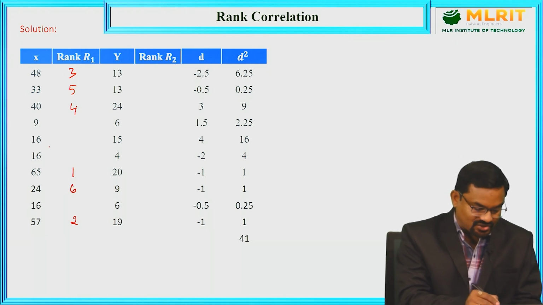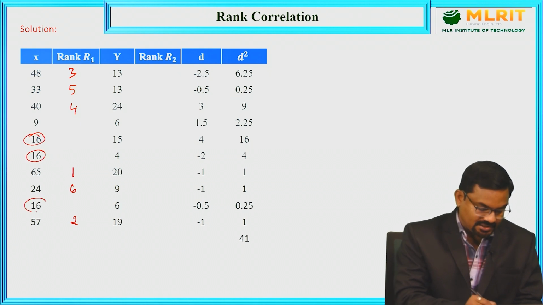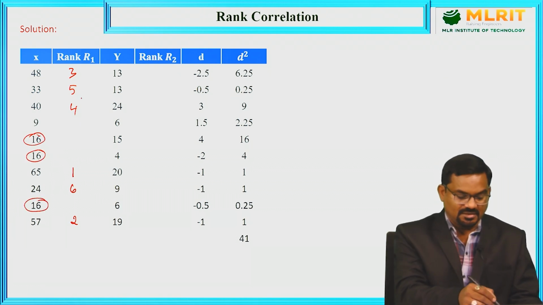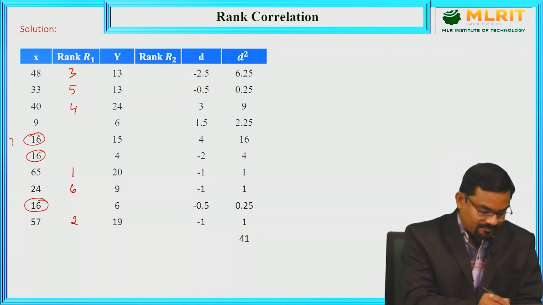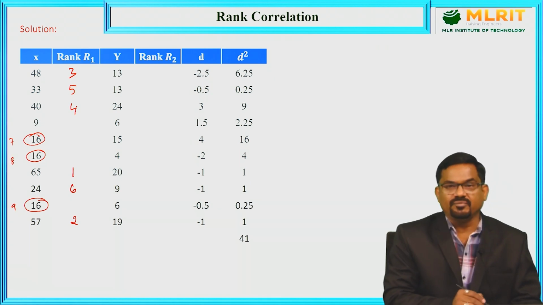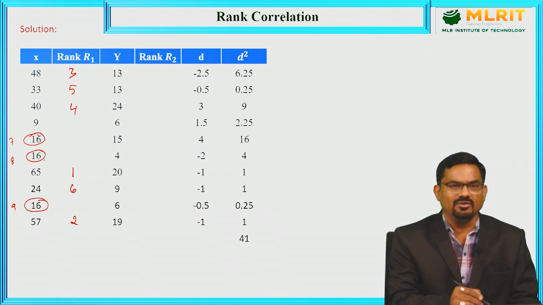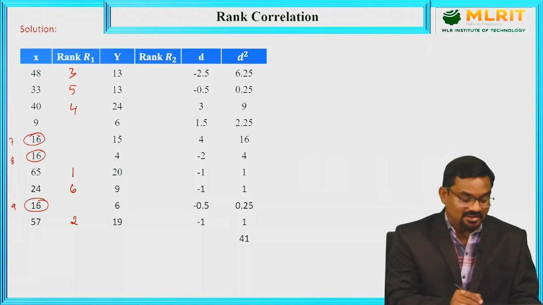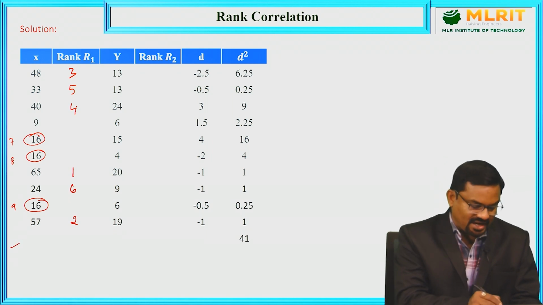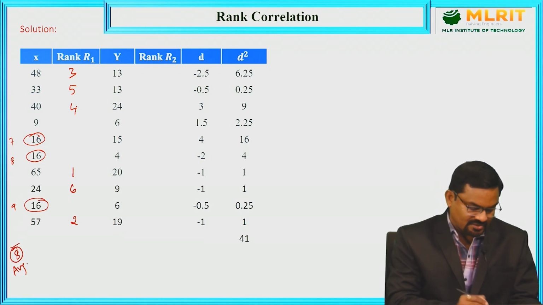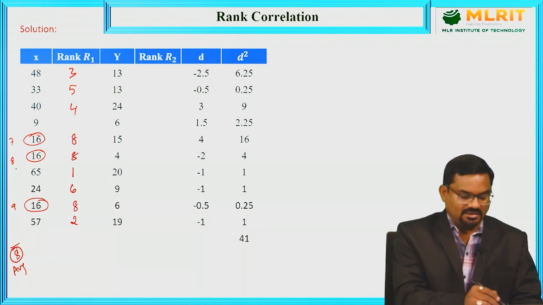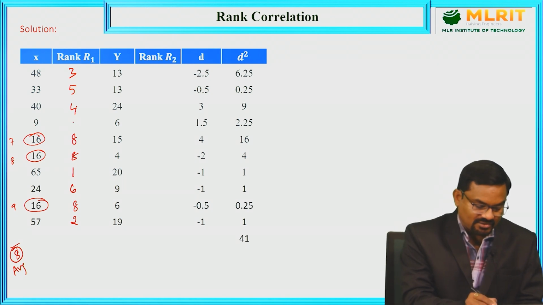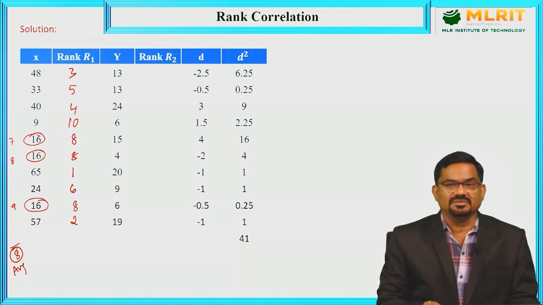Now the next value is 16. This 16 is repeated 3 times. Actually, how many ranks are completed here? 6 ranks are over. Now the next 3 ranks are 7, 8 and 9. But if we assign 7, 8, 9, these are not a common rank for the repeated value. A repeated value must have a common rank. So let us consider the average of 7, 8, 9. The average is 8. So I am going to assign the average rank to the repeated value. Now 7, 8, 9 are over. The last rank is 10 and for that we have the number 9. So like this we assign the ranks for repeated values.